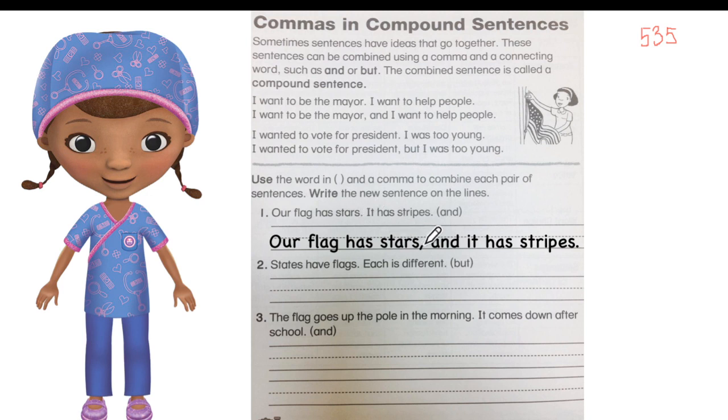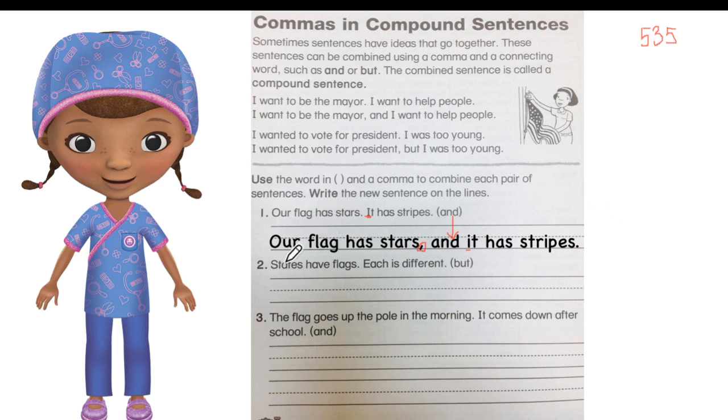Again, don't forget which steps do we follow. Change the period into comma. Add the conjunction word and change the capital letter in the word it into the small letter. Don't forget the 3 rules, 3 steps. Change the period, add the conjunction word, and change the capital letter into small.